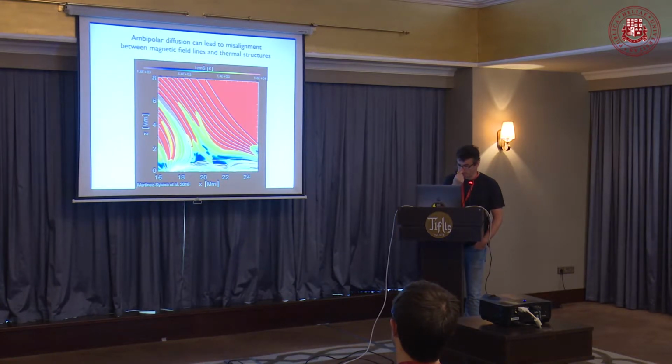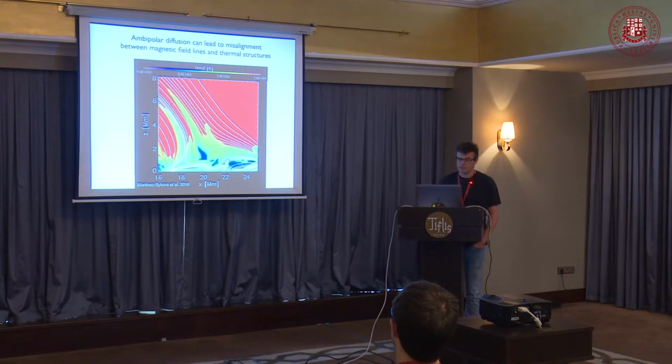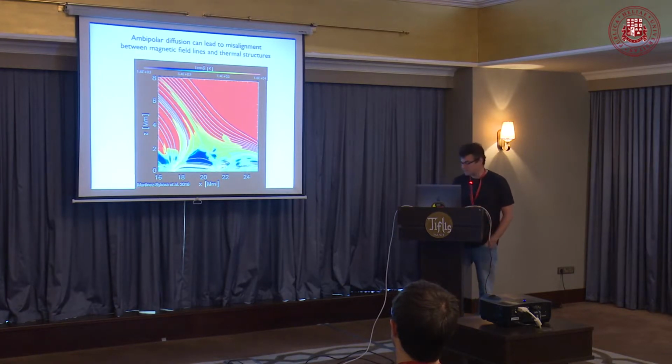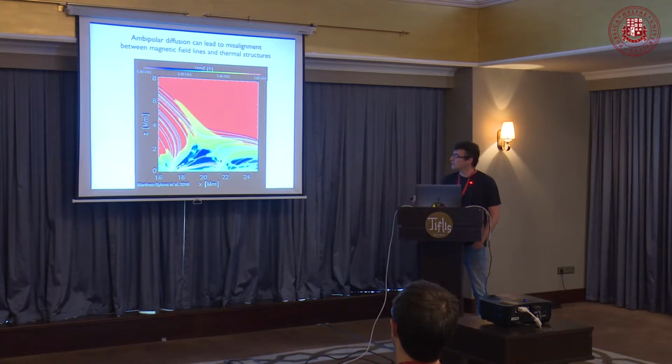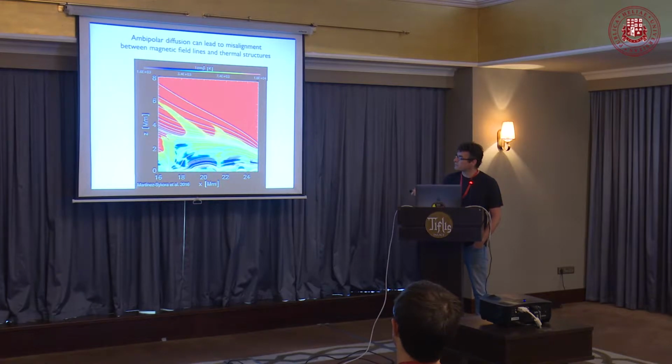One of the side effects of this is that the ambipolar diffusion can lead to misalignment between magnetic field lines and thermal structures, and you can see that here. The white lines are the field lines, and by the end of this movie you see a thermal structure here, like right there, which is at an angle with the magnetic field lines. This happens not everywhere, but if it happens, it will happen in the upper chromosphere where the ambipolar diffusion is significant.